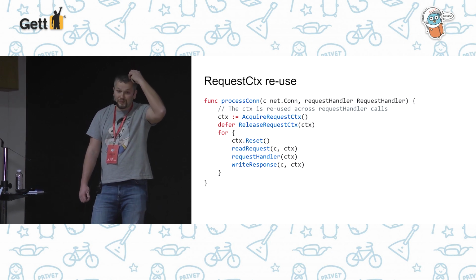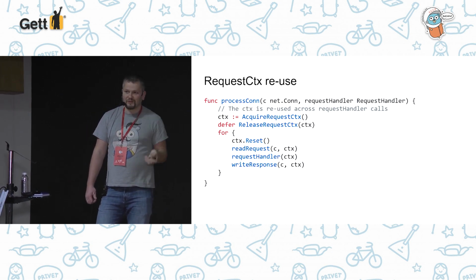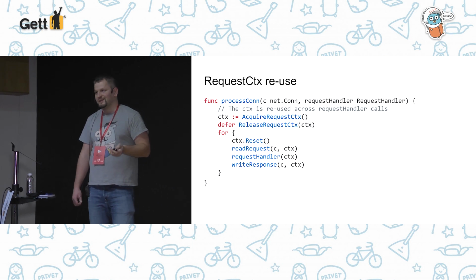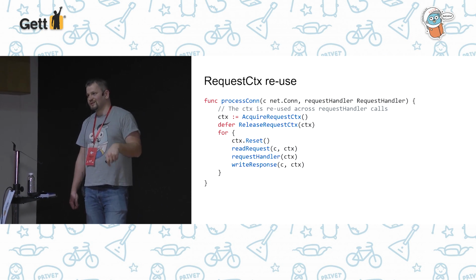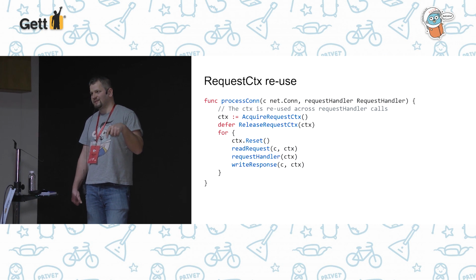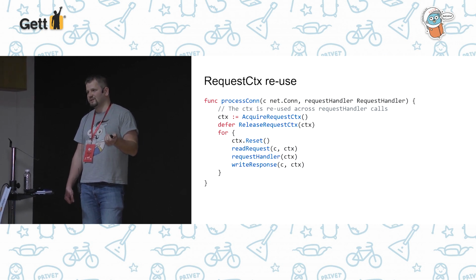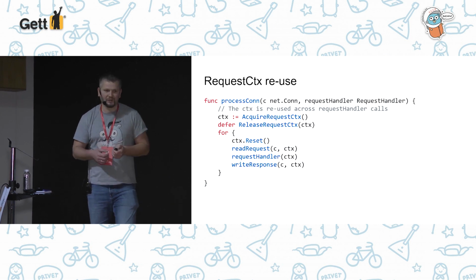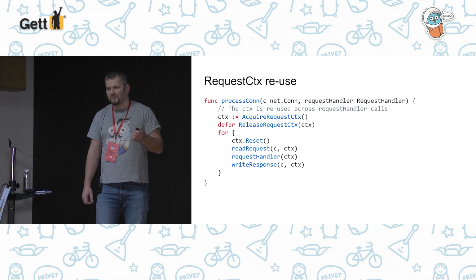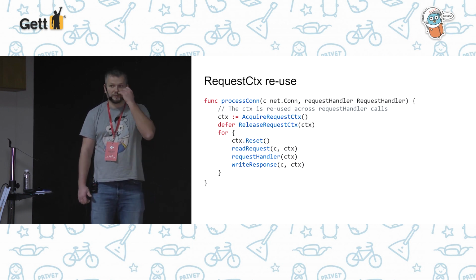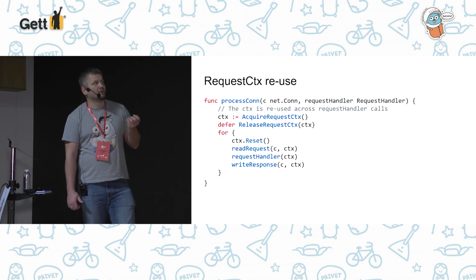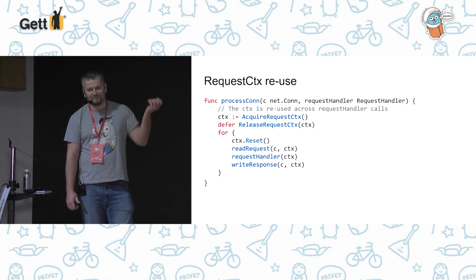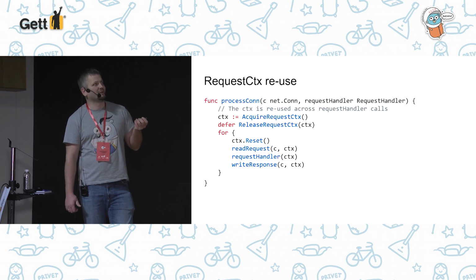The next example is about the RequestCtx reuse. RequestCtx is the main object replacing the standard http.ResponseWriter and http.Request at the same time in fasthttp. It's the only object that's passed to your request handler, and this object is reused by the HTTP server. This is how it looks. It's pseudocode as well, but it's very similar to what you get.